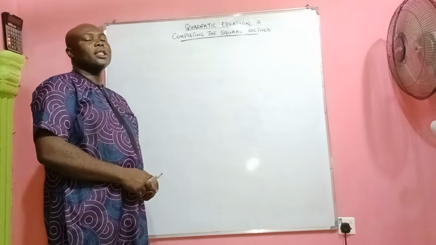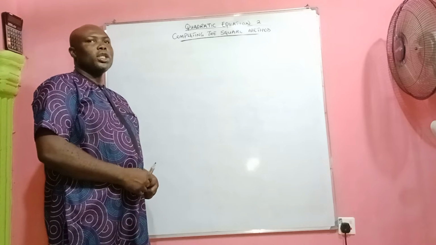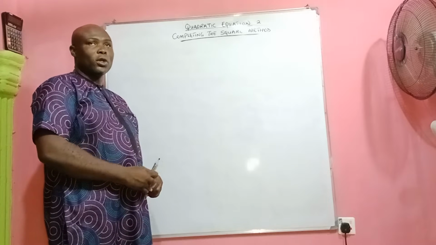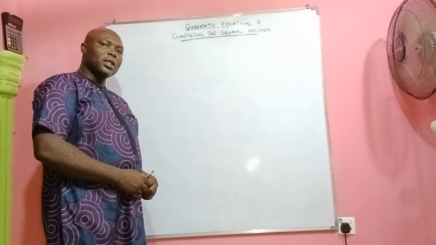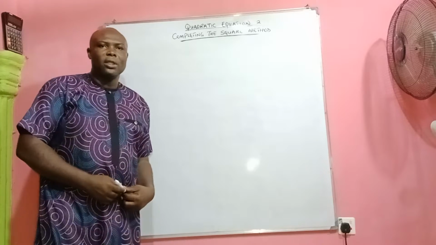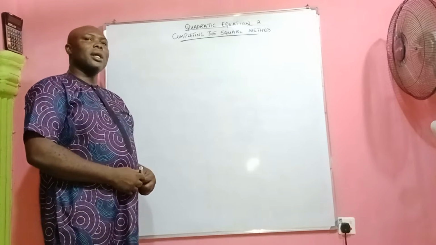We made mention that a quadratic equation is an equation expressed in the form ax squared plus bx plus c equals 0, and that the roots of the quadratic equation can be derived using four methods: the factorization method, the completing the square method, the formula method, and the graphical solution.